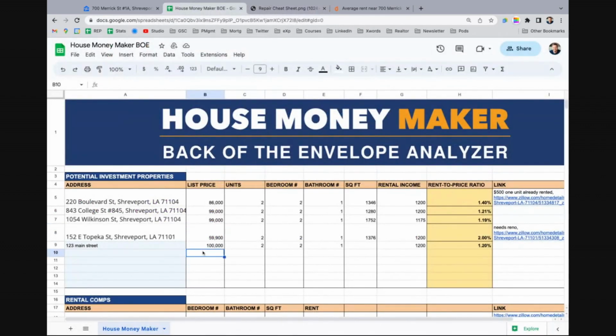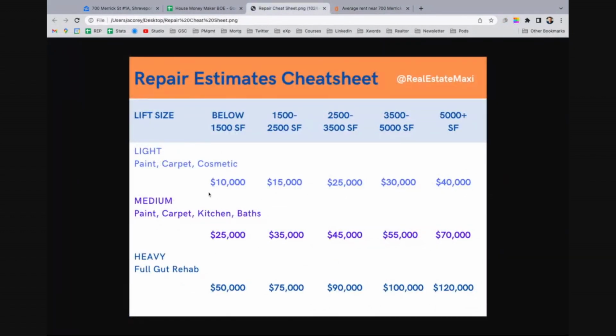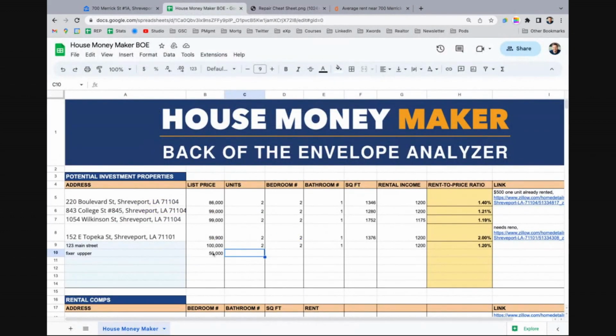I know it's going to need some work, right? Just based on the price. And you're telling me, let's say we got a fixer upper off market. I have no photos. You're offering me $50,000. Worst case scenario, I'm going to have to do a $100,000 renovation, right? So, okay, if I can get this for under $50,000, I think it's going to be a win.